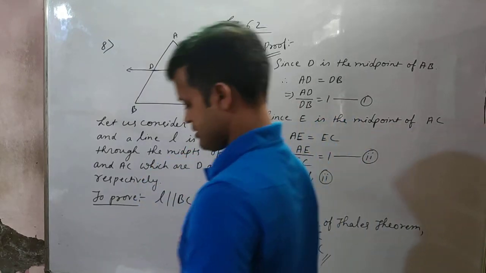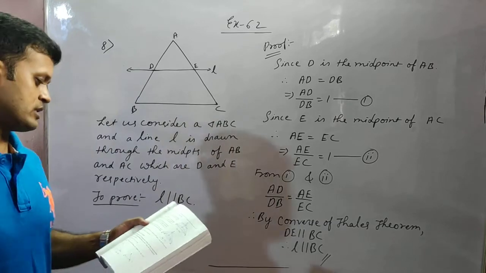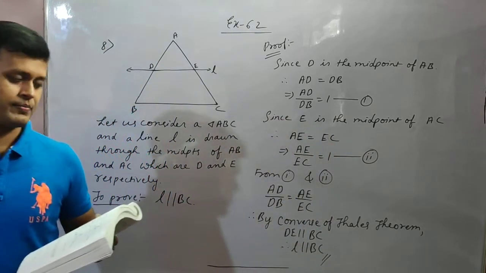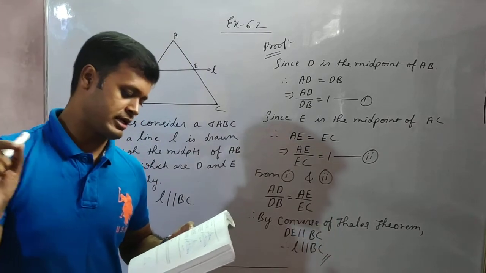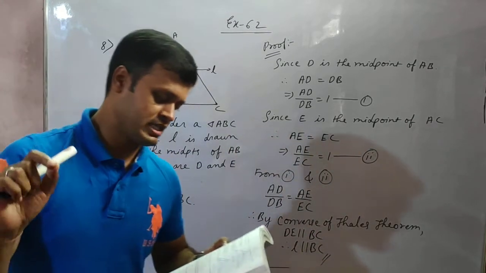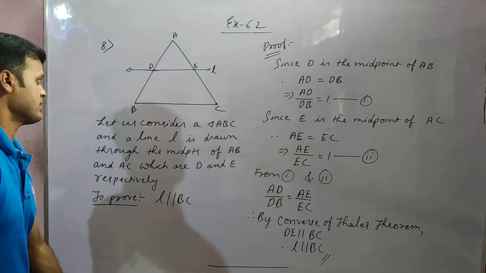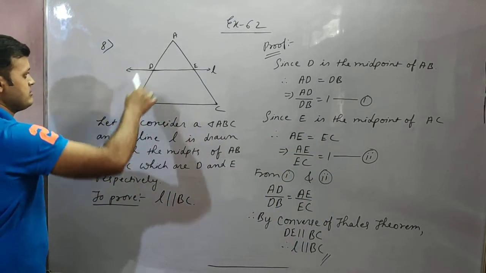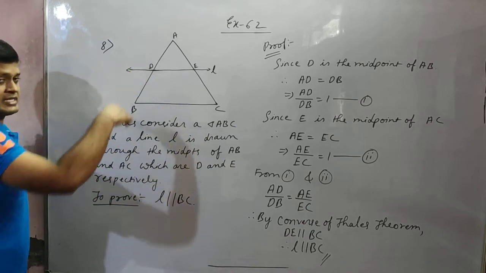Okay, students. So let us see this sum, students. What question is given here? Using theorem 6.2, prove that the line joining the midpoints of any two sides of a triangle is parallel to the third side. So let us consider the triangle ABC. ABC is any triangle.